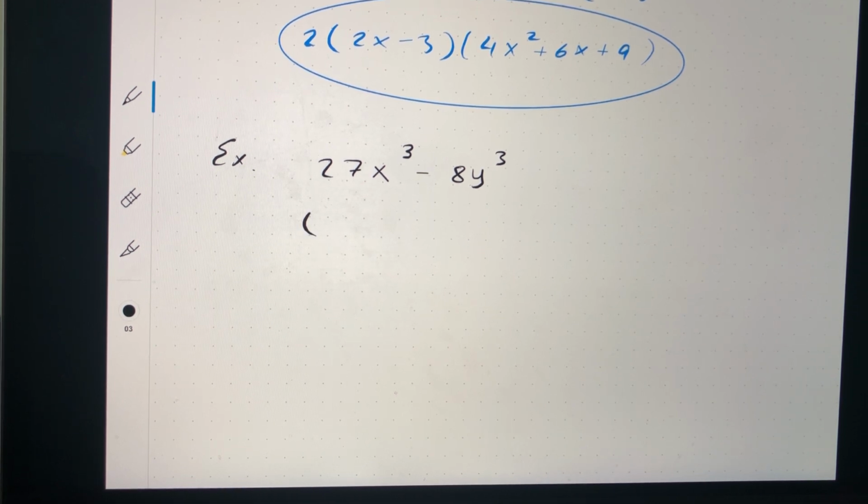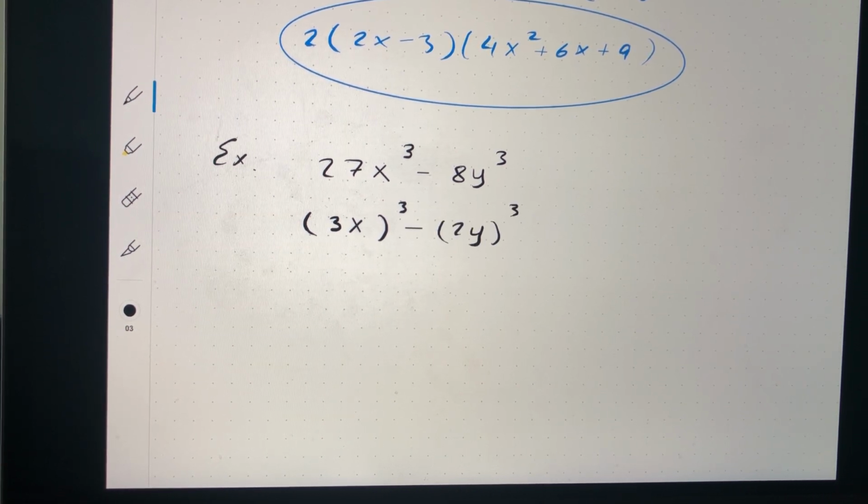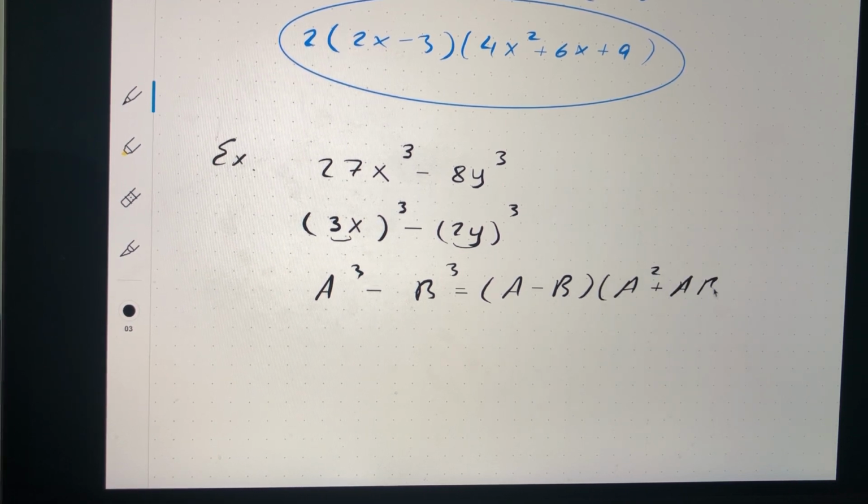All we need to do is figure out how to write 27x cubed as something cubed, which is 3x cubed, and how to write 8y cubed as something cubed, which is 2y cubed. That means that in our template, a cubed minus b cubed, the a is 3x and the b is 2y. So we write the template and then we fill in what a and b actually mean in our example. And once we clean it up, that will be the end.